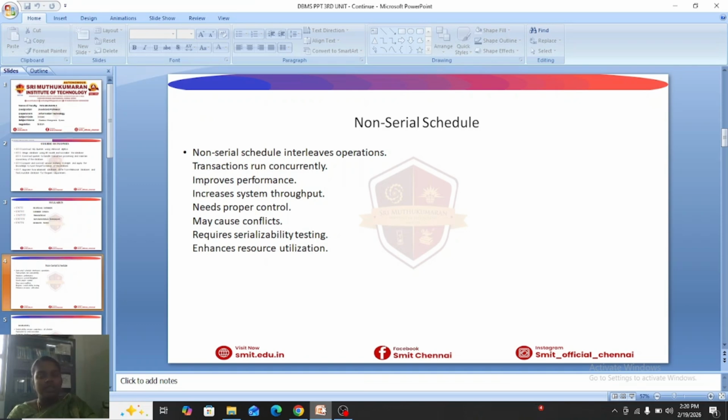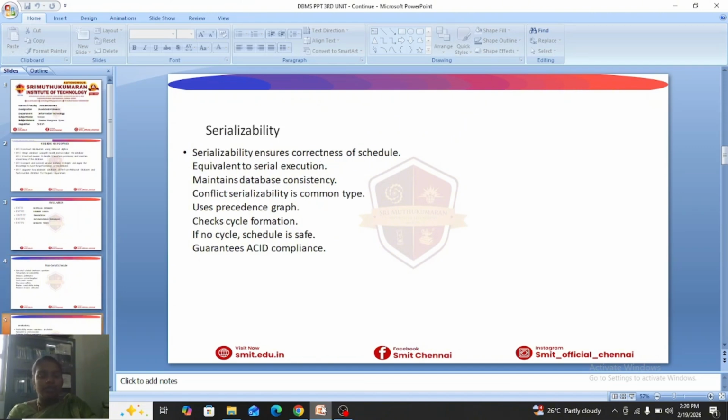Why a non-serializable schedule happens: because of lost update problem, write conflicts, improper concurrency control. Moving on to serializability. Actually, it is the property of a schedule that ensures the concurrent execution of transactions produces the same result as some serial execution. This is the golden standard for correctness in concurrency control.